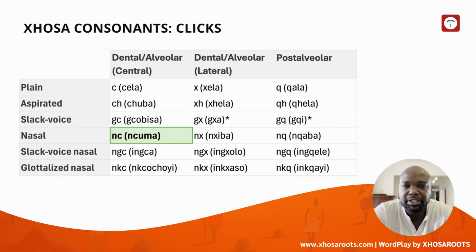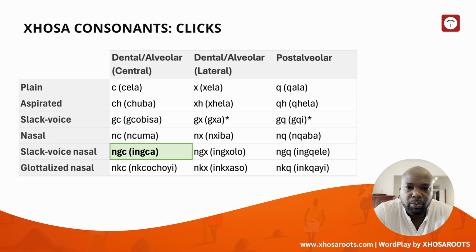Then we have the nasal version, nca, which is a pre-nasalized version, as in ncuma, smile. The slack voice nasal is the slack voice that's pre-nasalized. The slack voice is ca, the nasal is nca. Then the slack voice nasal is nca. An example is inca, grass.